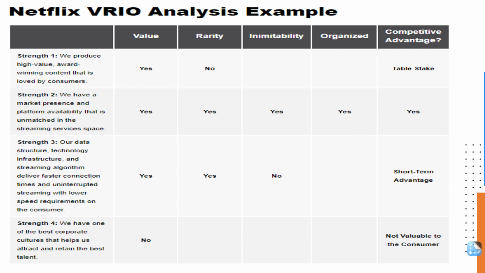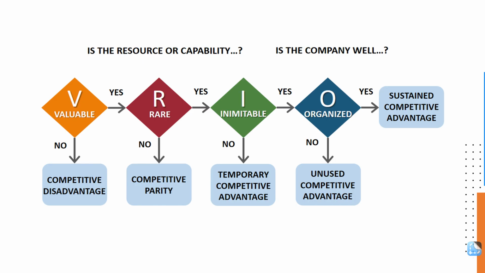If you see strength number 1, we produce high value award winning content that is loved by customers. Yes, it's true, it's a value for Netflix. Netflix produces various series and dramas which are really impressive, but it's not rare, right? Anybody can create high value award winning content, right? So it's never going to be a rare thing. So according to the flowchart, it is a competitive parity.